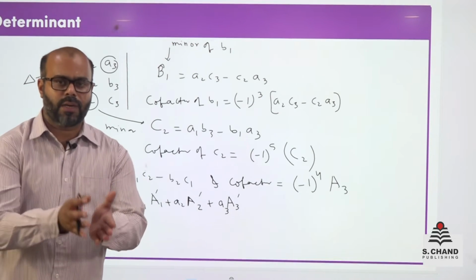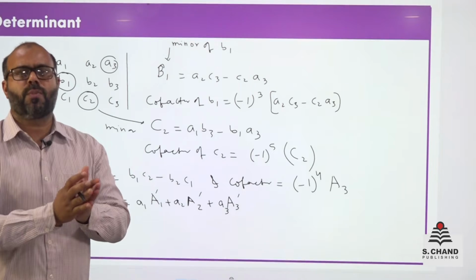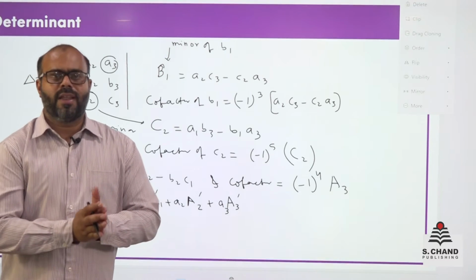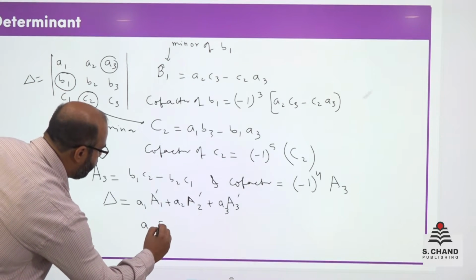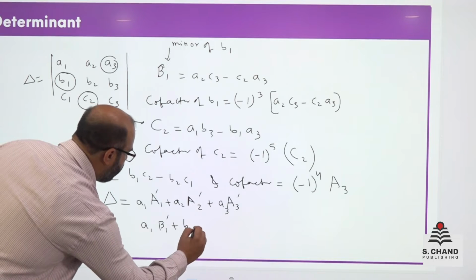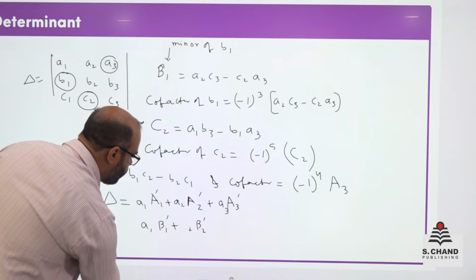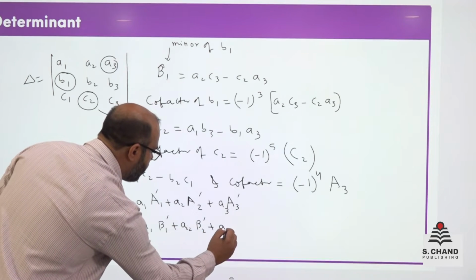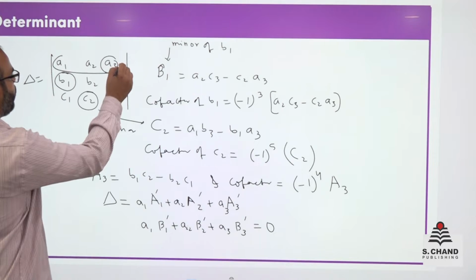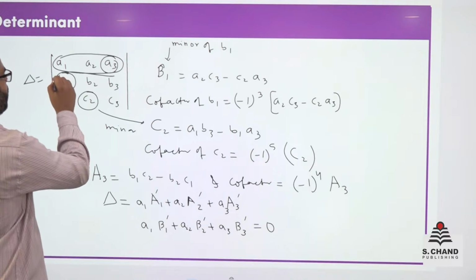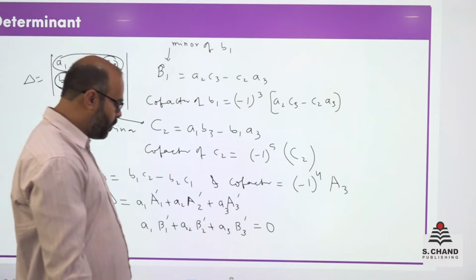But if you take a particular row and multiply it with the corresponding cofactors of any other row, then the resultant value will be 0. For example, if you multiply A1 with B1 dash, A2 with B2 dash, plus A3 into B3 dash, that will give you 0. That means if you take the elements of the first row and multiply them with the cofactors of the elements of the second row, that will give you 0. This is an important property.